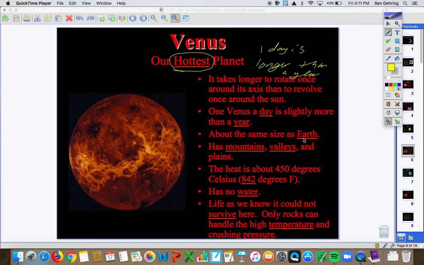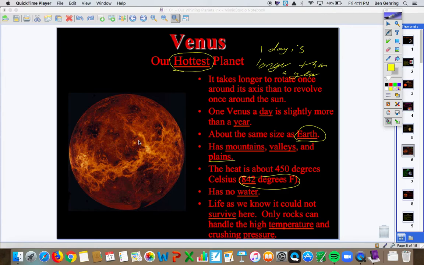It's about the same size as Earth, so it's kind of considered Earth's twin. It's very similar in size. It has mountains and valleys just like Earth does, and plains. But what Venus also has is a super thick and dense atmosphere. This is why it's the hottest planet. The temperature is about 840 degrees Fahrenheit. And that's because of this super thick atmosphere.